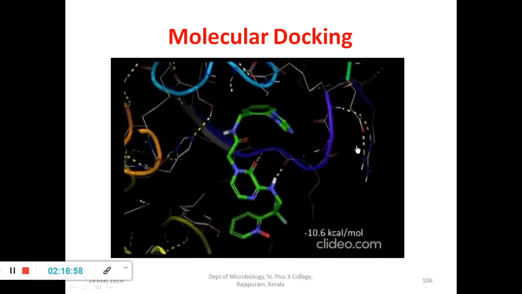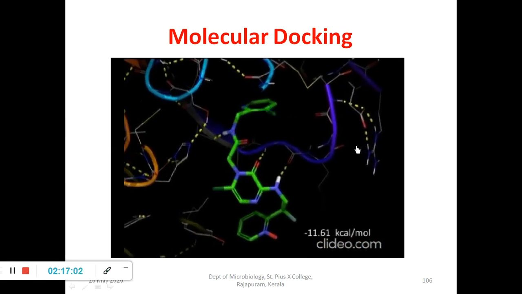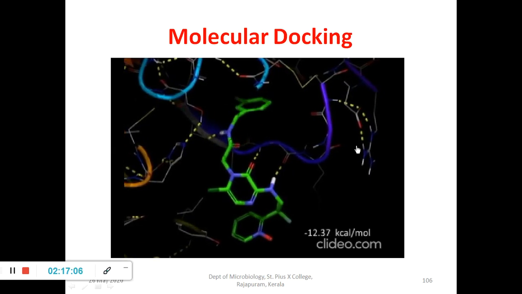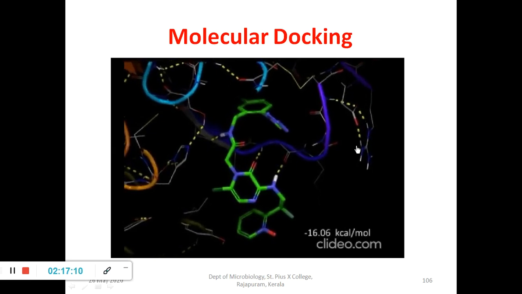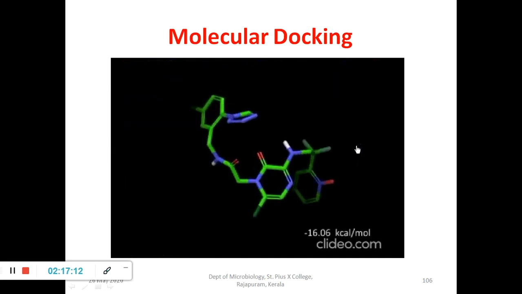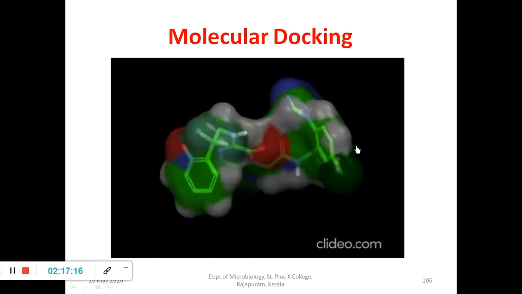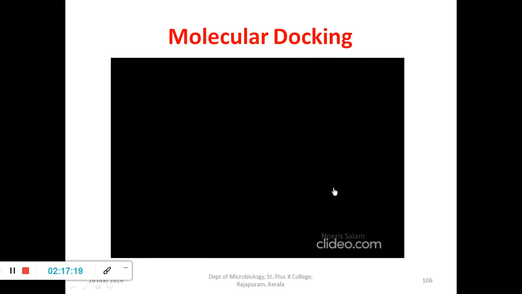They will adjust slightly, first minus 11, then minus 11.70, to minus 11.93, minus 12. Slightly you see the side chains adjust: minus 13, minus 14, minus 14.11, minus 16. This is the best one. So this is the best result you could get. This is what the docking process will do.